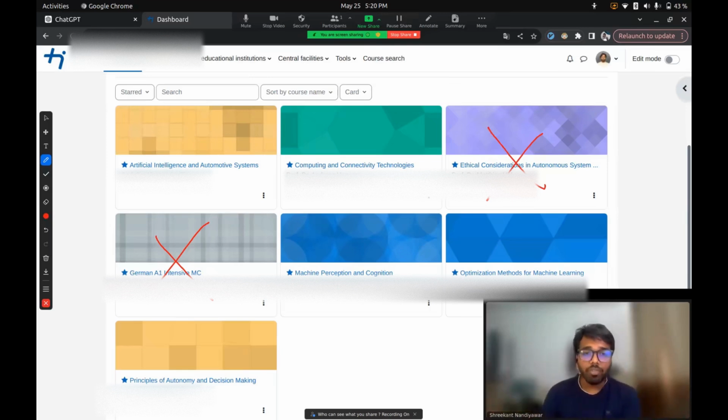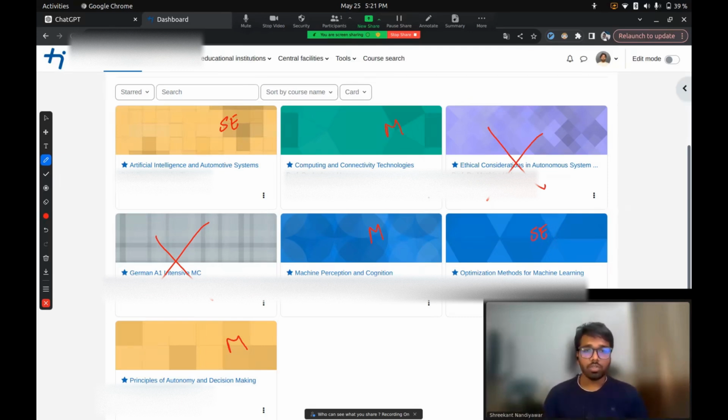Then apart from that, you can see 1, 2, 3, 4, 5. These 5 are the major subjects, or I can say the technical subjects that we require. Among these 5 also, 3 are mandatory. For example, this is mandatory, this is mandatory, and this is mandatory. Mandatory in the sense that these are the common subjects that we need to clear. Apart from that, we have scientific electives. So I have selected 2 scientific electives. One is artificial intelligence and automotive system, and the second one is optimization methods for machine learning.